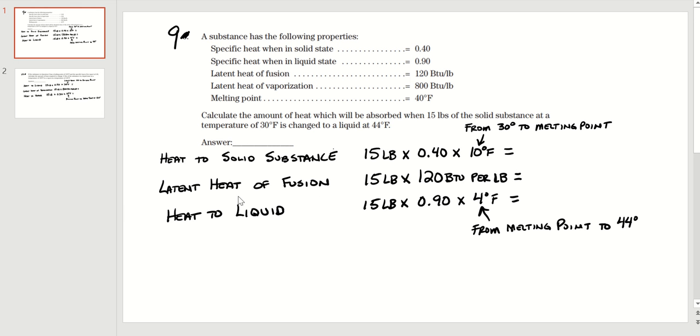The latent heat of fusion, because it is changing from a solid to a liquid, is 15 pounds times the 120 BTU per pound. Put that number there, and then after it is turned to a liquid and you're heating it up 4 more degrees, going from the melting point up to 44 degrees, you have to calculate 15 pounds times the specific heat in a liquid state times the 4 degrees. Once you have these three numbers, you will add them to a total, and that will be your answer right here.